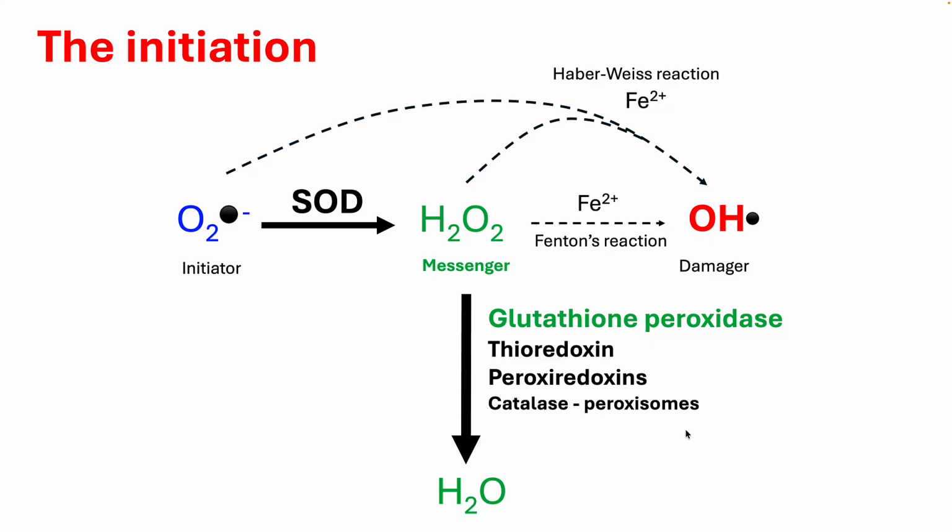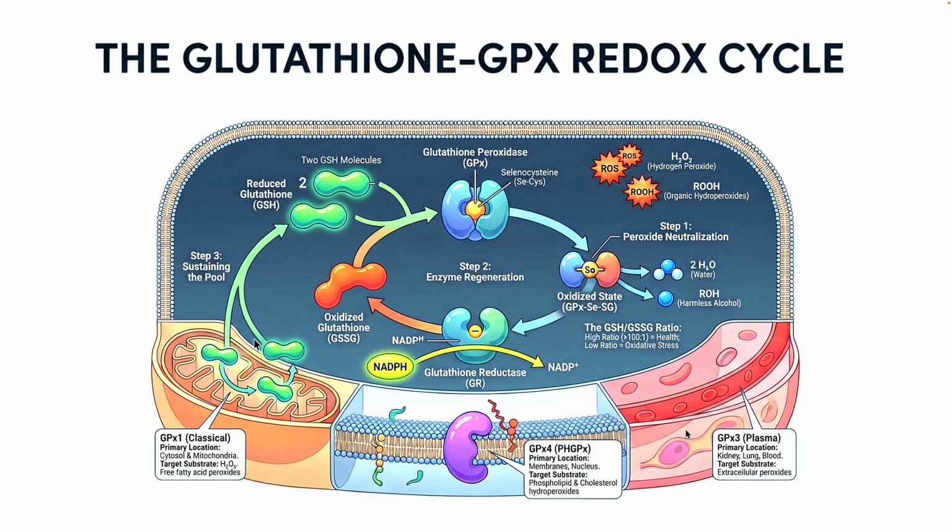We covered these pathways previously when discussing general ROS handling. In the specific context of ferroptosis, however, glutathione peroxidase assumes the central role. It acts as the gatekeeper by detoxifying lipid peroxides and thereby preventing execution of ferroptotic cell death. Glutathione reduces both hydrogen peroxide and lipid peroxides by donating electrons using glutathione peroxidase. This converts these peroxides into relatively stable alcohols.